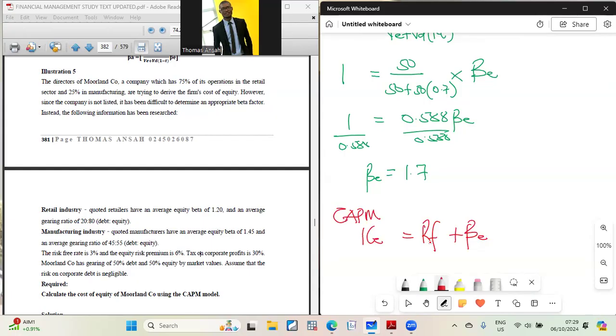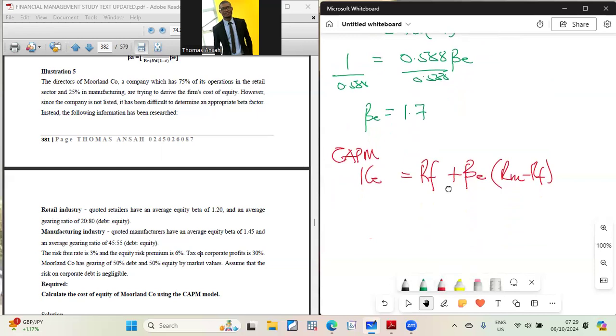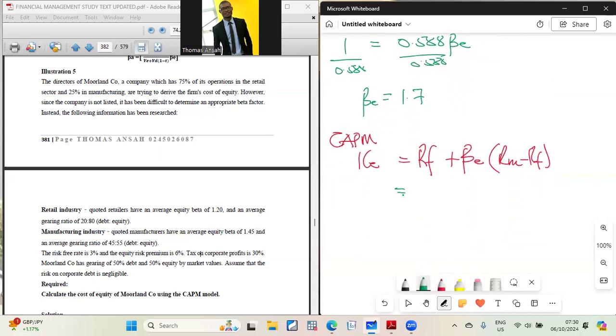So now it will become beta E times Rm minus Rf. Don't forget what Rm minus Rf means. It can be given to you as premium. So here the risk-free is 3%. We found our beta, 1.7. Then we multiply it by the risk premium. The word premium has come in, so here it is 0.06, which is 6%. So we can now do the multiplication. My 1.7 will be multiplied by 0.06, then plus 0.03. So my answer, therefore, is 13.2%. That is my KE.